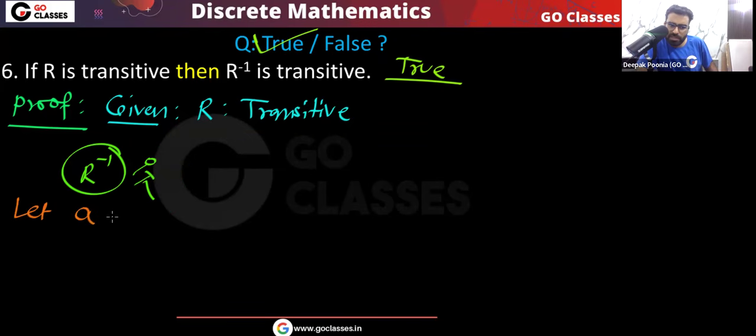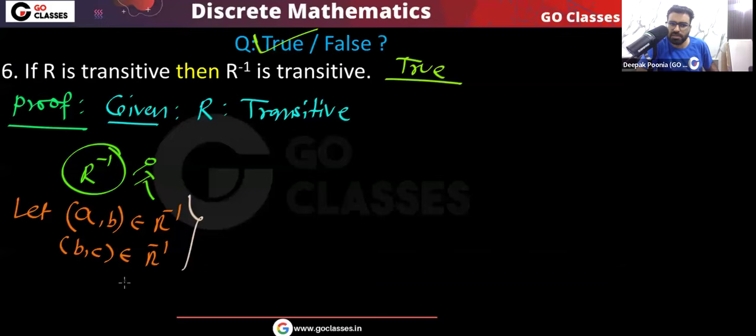You will assume that A is related to B in R inverse and B related to C in R inverse. Now we want to check, can we guarantee that A will be related to C in R inverse? Is there a guarantee? Can you guarantee this? This is the question mark. So this is what we have.